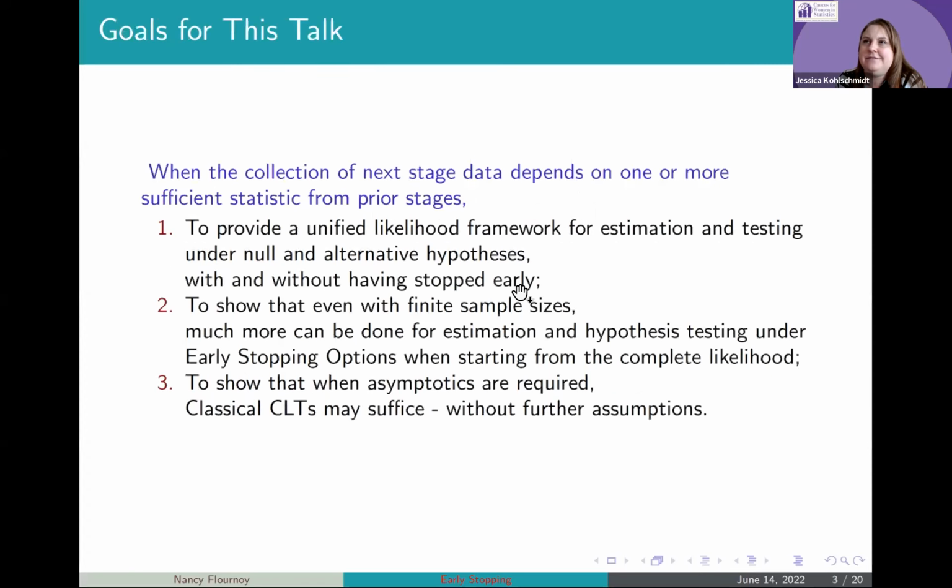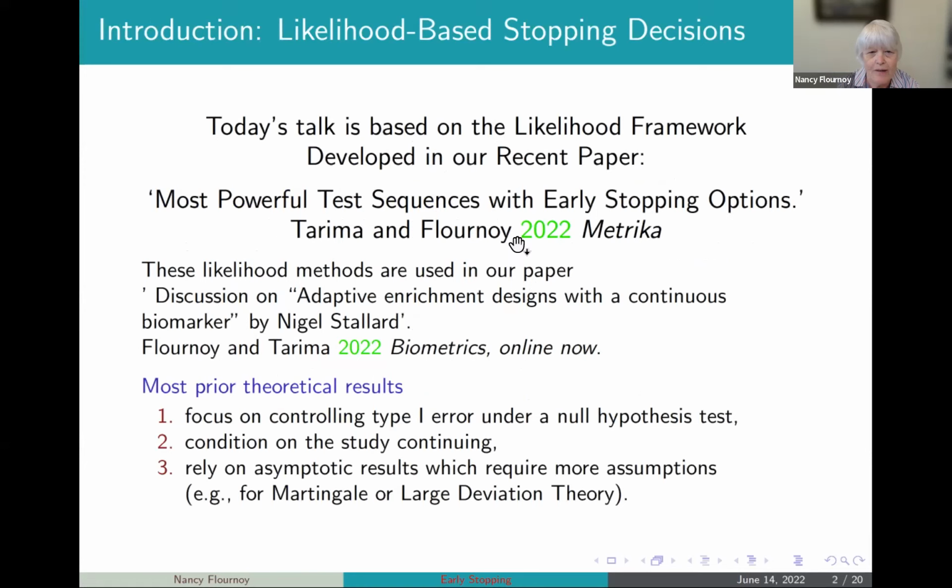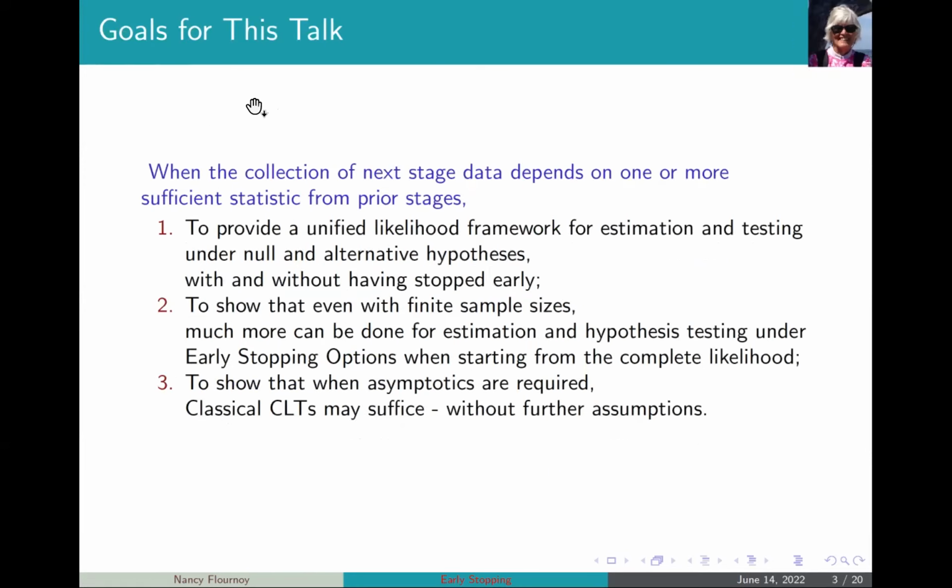Now we're on outline. Goals for this talk. Okay, so this was my leading talk mentioning these two papers and these theoretical results. Now, the goals.